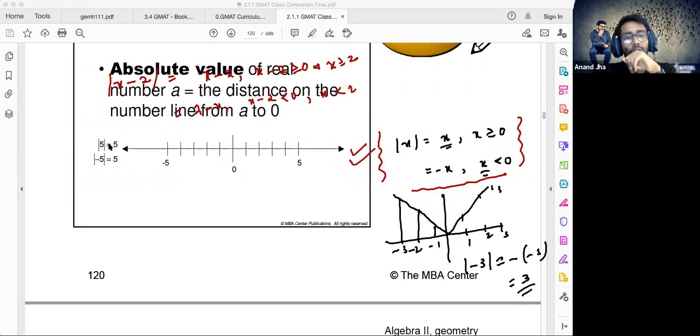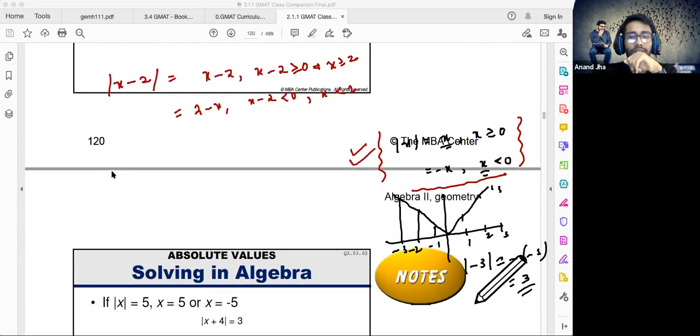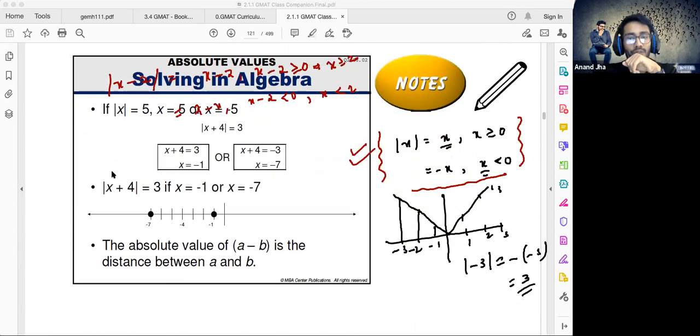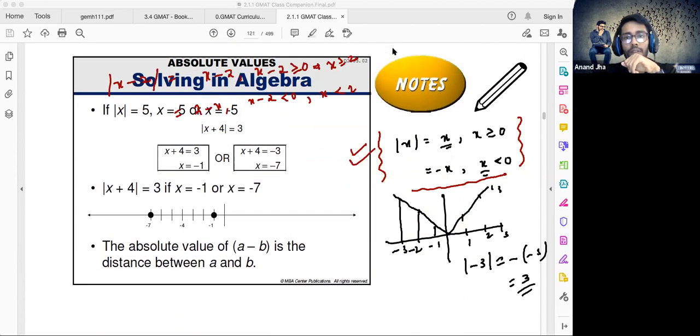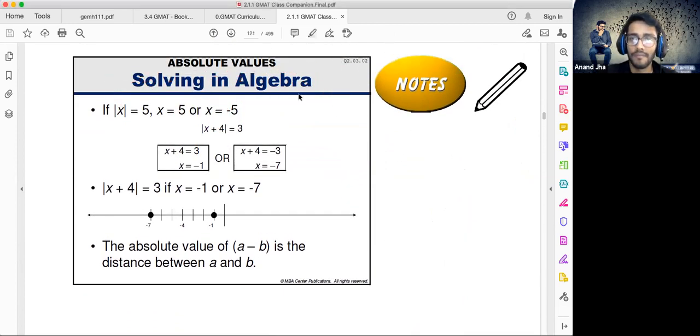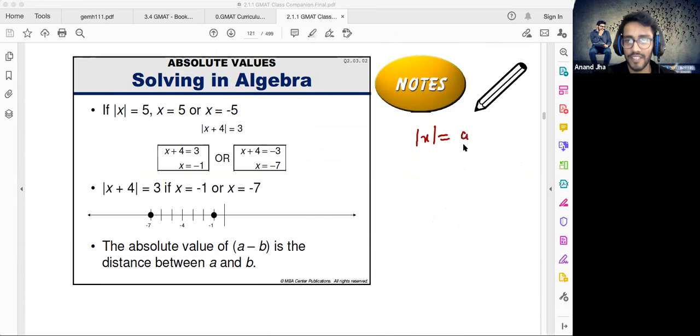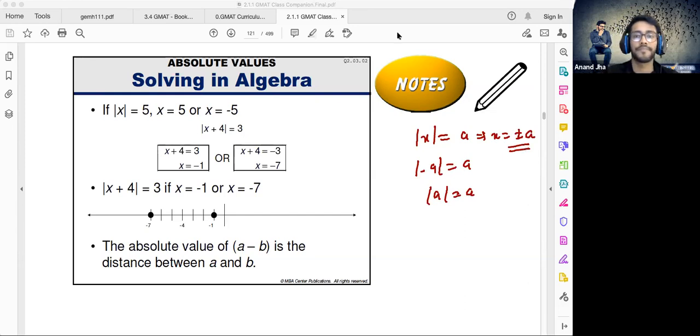So both are positive. Mod 5 is also 5. Mod minus 5 is also 5. How do you solve this? Now, for example, I'll discuss the general case. Mod x equals a. So this implies x equals plus or minus a. Mod x equals 5, x equals plus or minus 5. Why? Because mod of minus a is also a and mod of a is also a. So both you have to take. Make sure both you have to take.